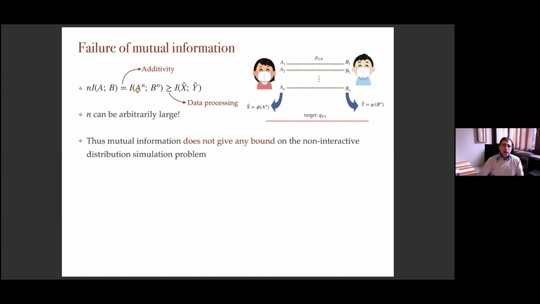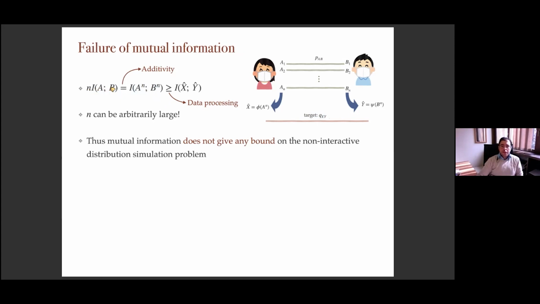On the other hand, by the additivity property, this guy here is equal to n times the mutual information between A and B. Now, assume that the mutual information between A and B is non-zero. It could be a tiny positive number. Because n was an arbitrarily large number, Alice and Bob could choose n to be arbitrarily large.